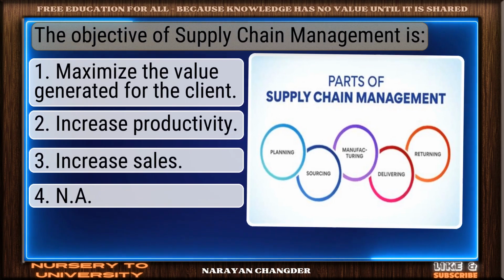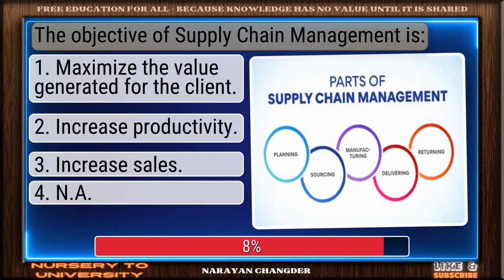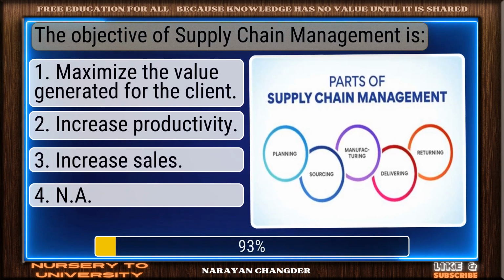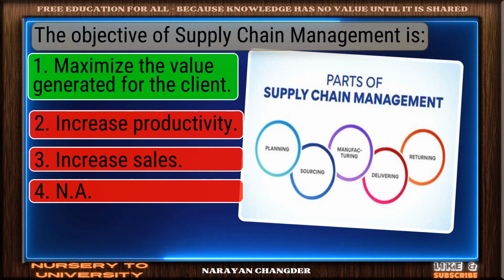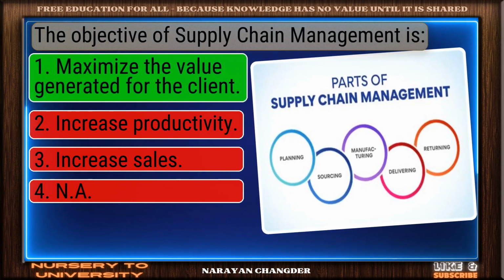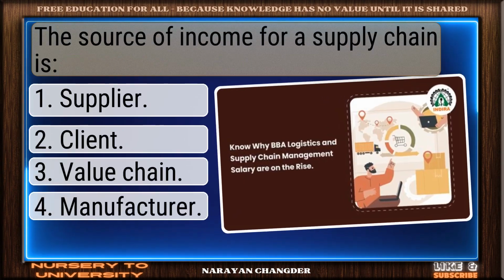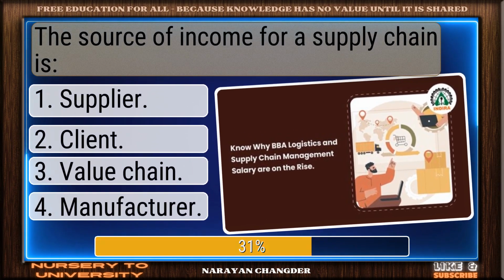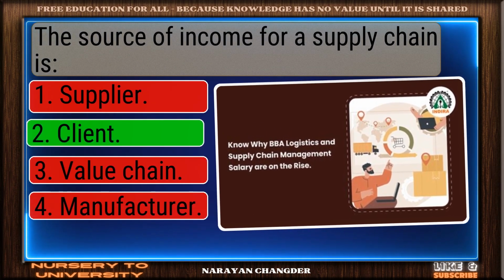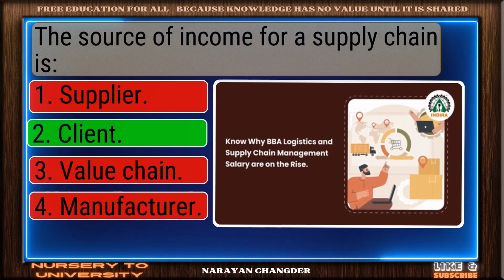The objective of supply chain management is: Correct. Maximize the value generated for the client is the right answer. The source of income for a supply chain is: Bravo. Client is the answer.